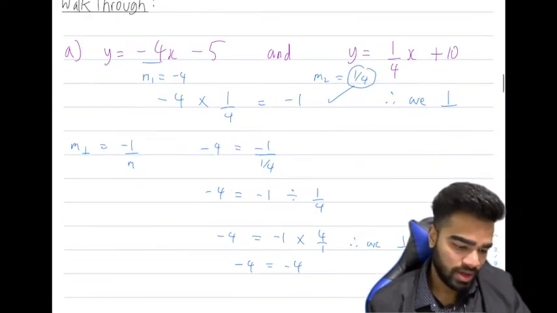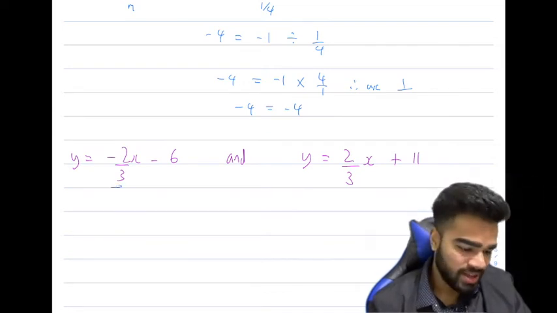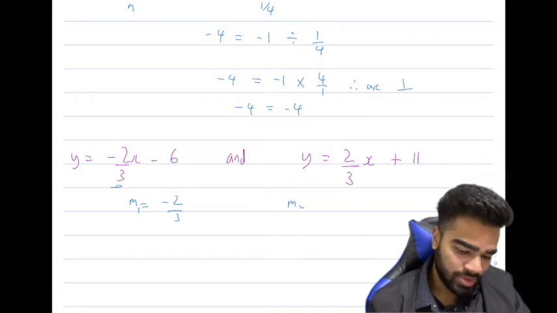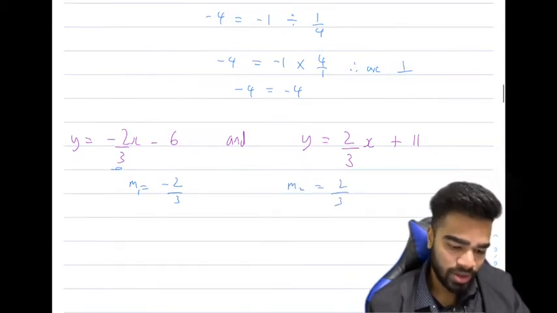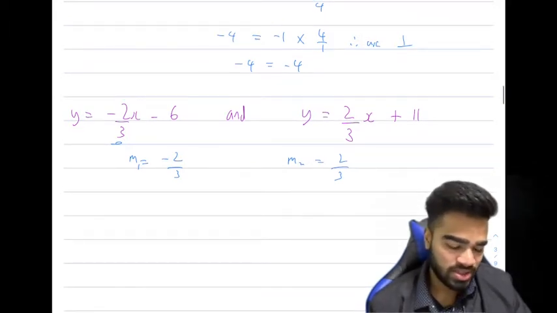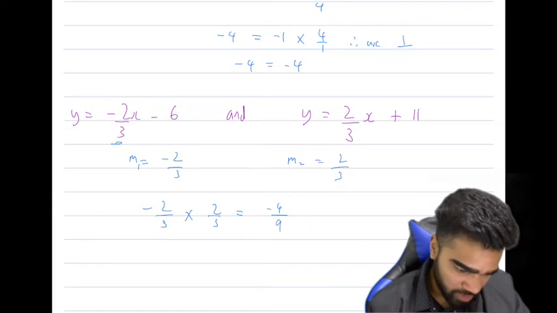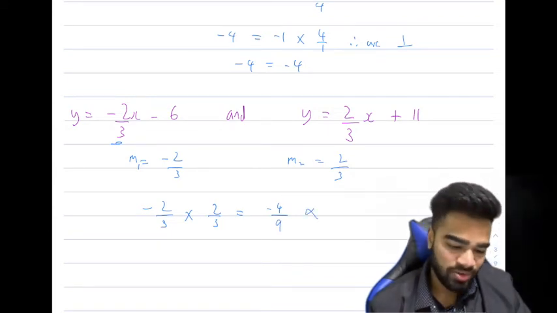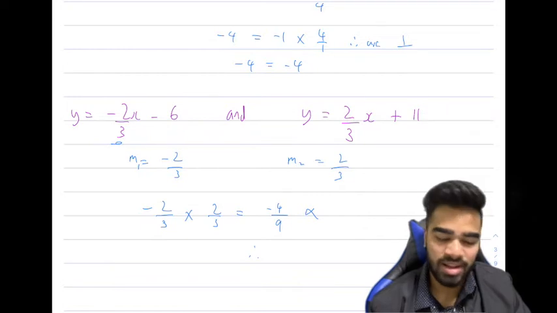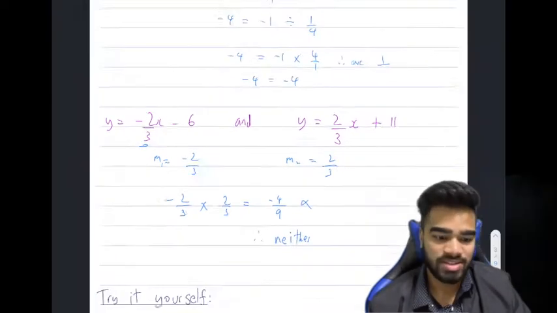Okay, let's do this last question here, C. What do you guys get? The answer I'll tell you is it's neither, because let's look at it. So m1 is equal to negative 2 over 3 and m2 is equal to 2 over 3. Well, they're not the same, because negative and positive, so they can't be parallel. Let's see if they're perpendicular. Let's use the first rule. m1 times m2 is negative 2 over 3 times 2 over 3, which is actually negative 4 over 9. So it's not negative 1. Therefore, it's not perpendicular either. If it's not parallel and it's not perpendicular, then it has to be neither. Okay, that's it.